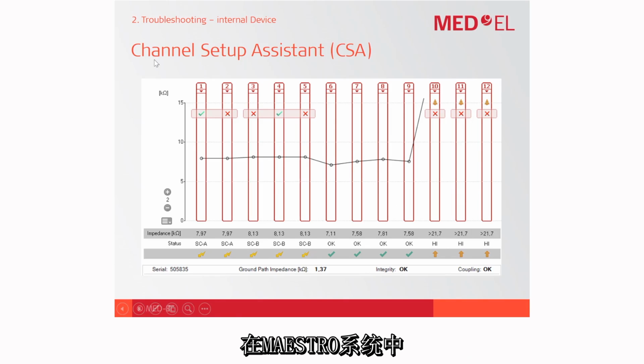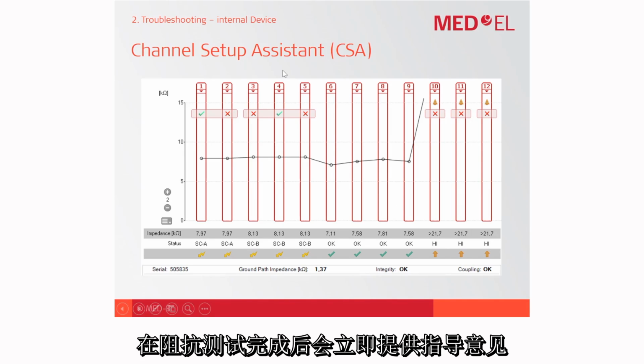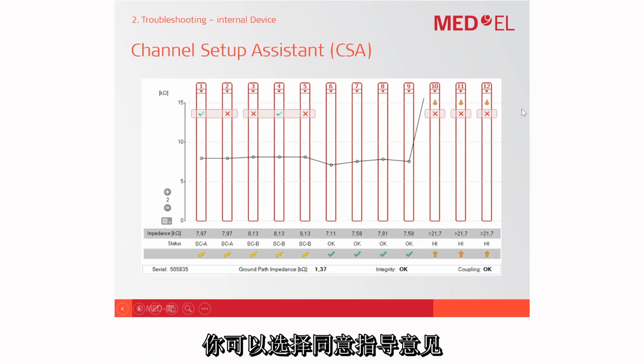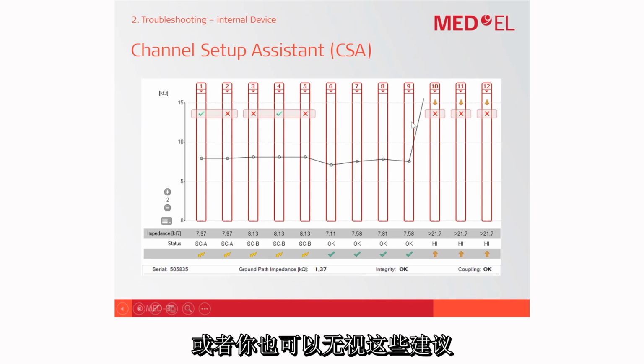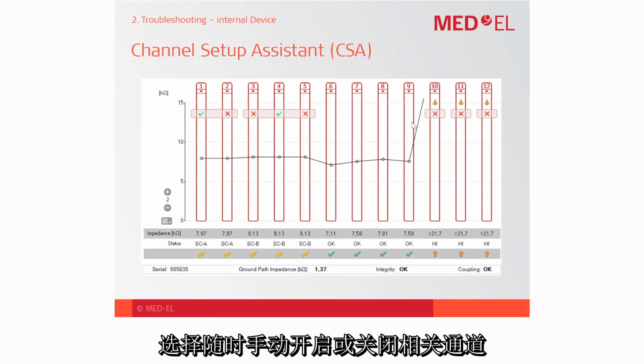So in Maestro we implemented a channel setup assistant which returns suggestions as soon as an impedance measurement was completed. So you can either accept the suggestions. In this particular example, the CSA will turn off channels here highlighted with a red X. You could also just hide the suggestions and manually activate or deactivate channels anytime.